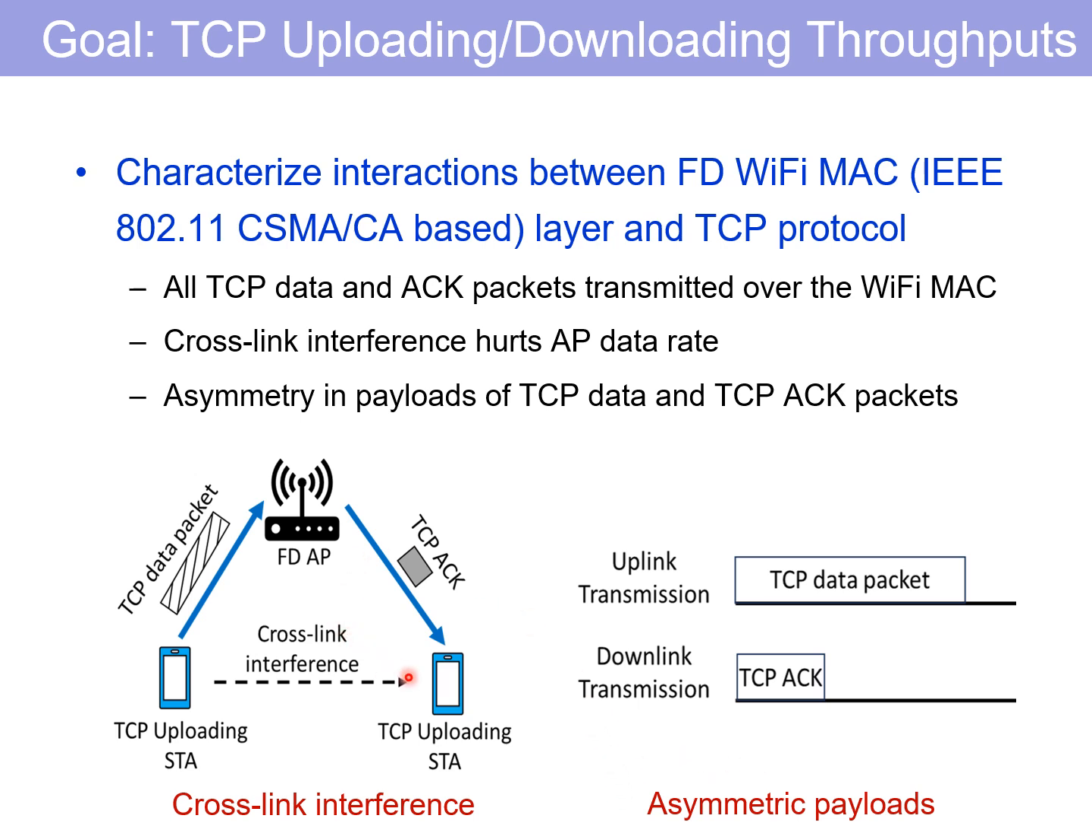In the same scenario, the uplink transmission is that of a TCP data packet, and the downlink transmission is that of a TCP ACK packet. The TCP data packet is much longer than the TCP ACK packet. This leads to asymmetric durations in the uplink and the downlink that can cause MAC layer inefficiencies. These two challenges need to be accounted for in our cross-layer analysis.